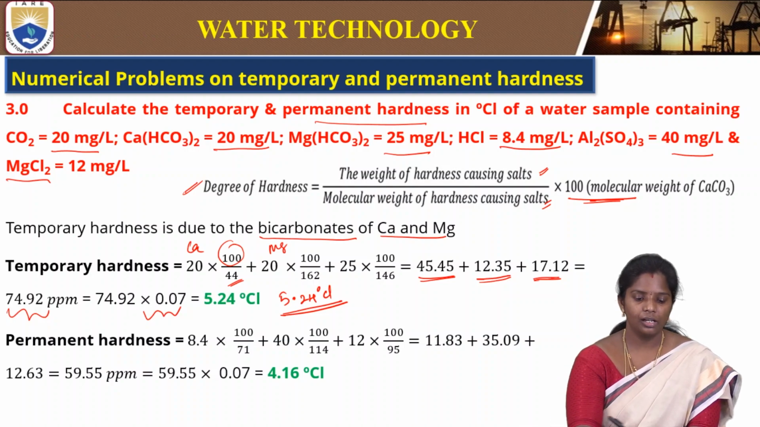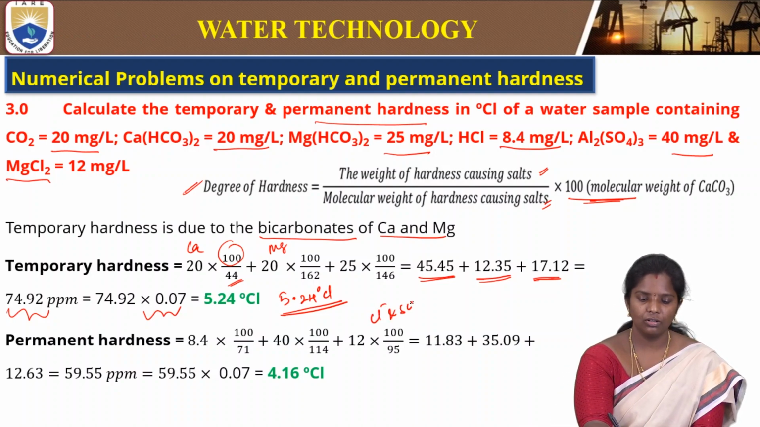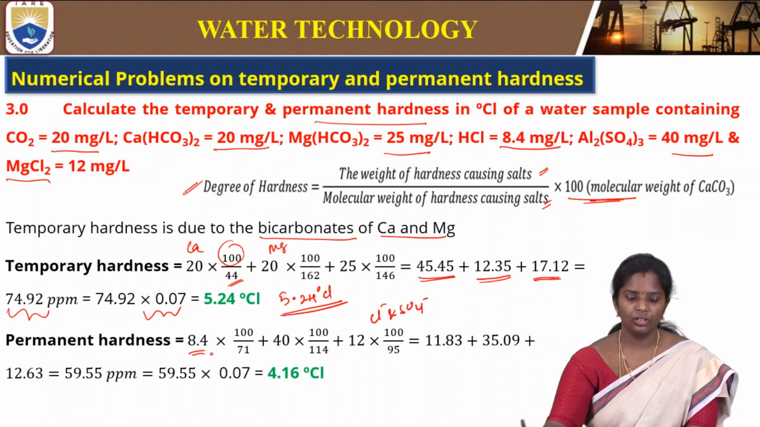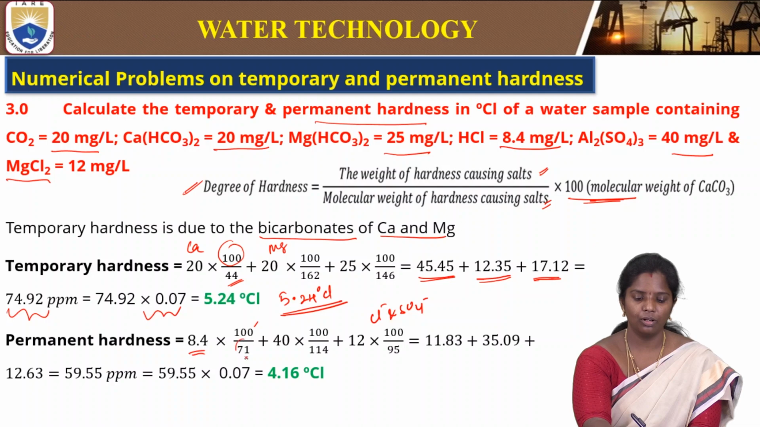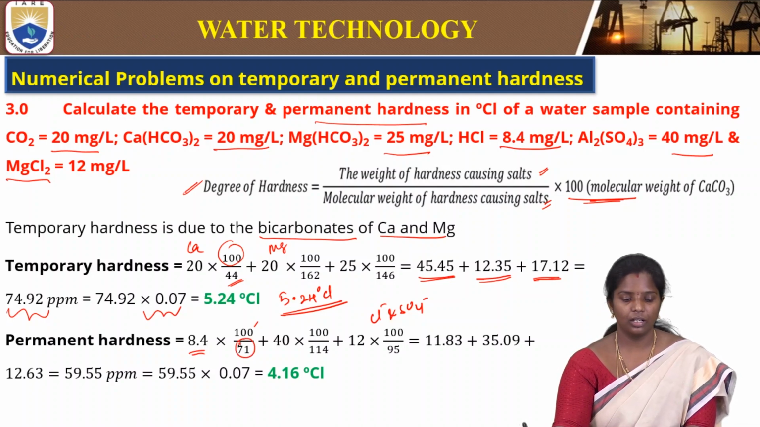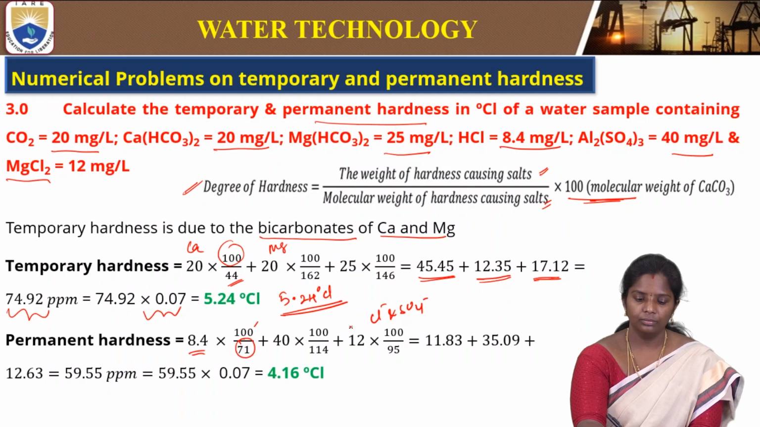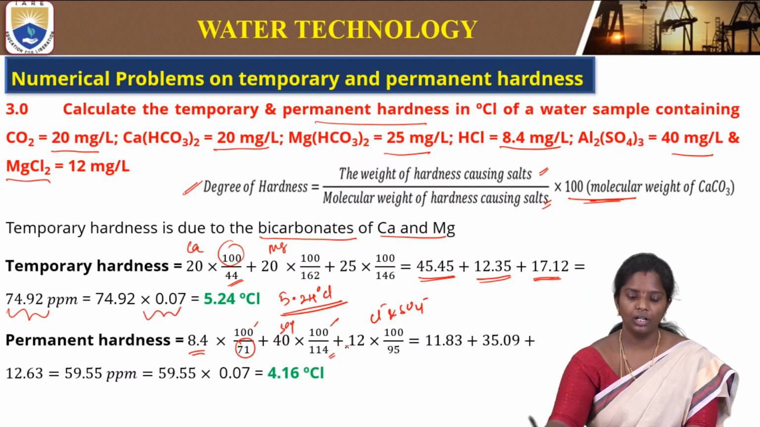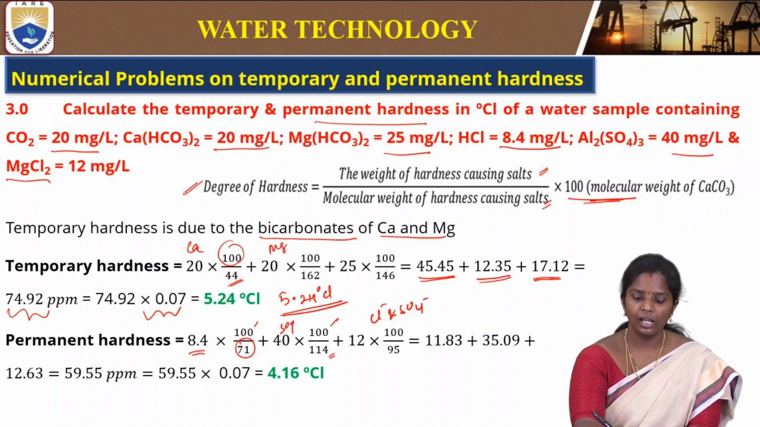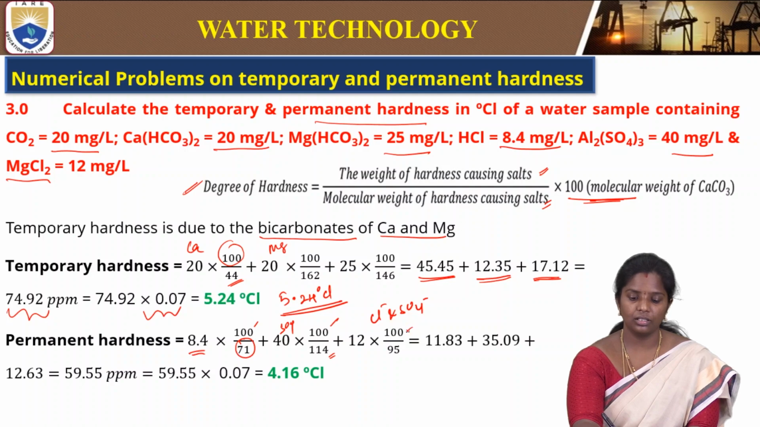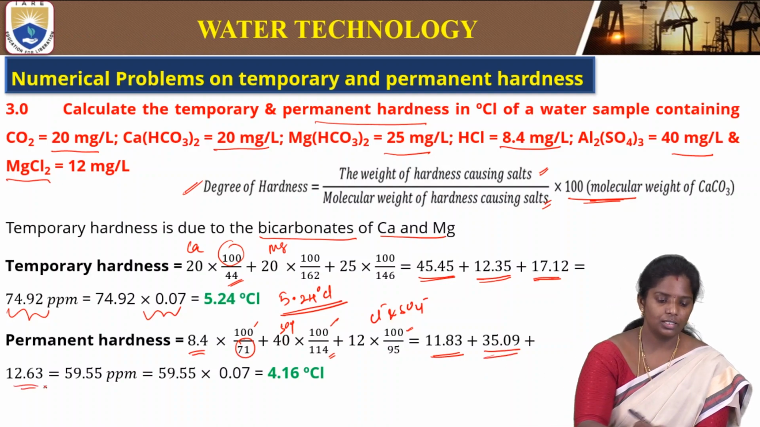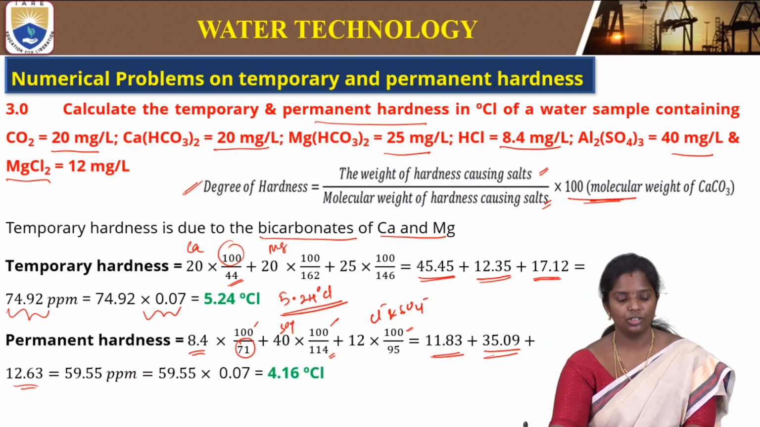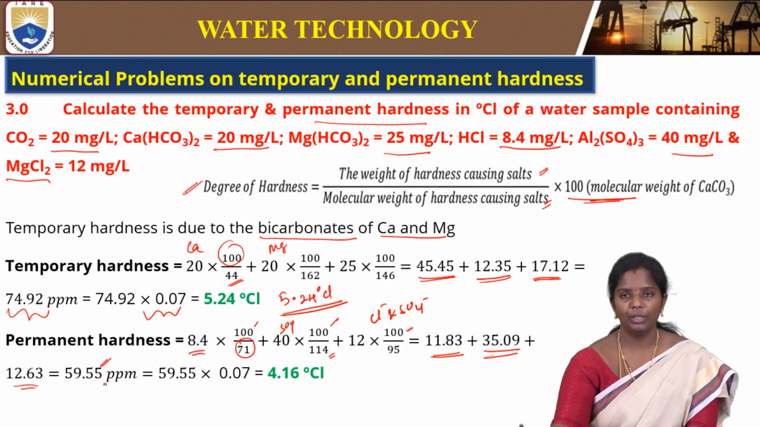Now permanent hardness is due to the chloride and sulfate ions that are present. So 8.4 is the HCl that is present, then 100 by the molecular weight of that particular species, plus 40 into 100 by 114, the molecular weight for aluminium sulfate, which is the sulfate ions present. Then magnesium chloride is present in the sample. So 12 into 100 by 95. We get 11.83 plus 35.09 plus 12.63. After addition we get 59.55 ppm.